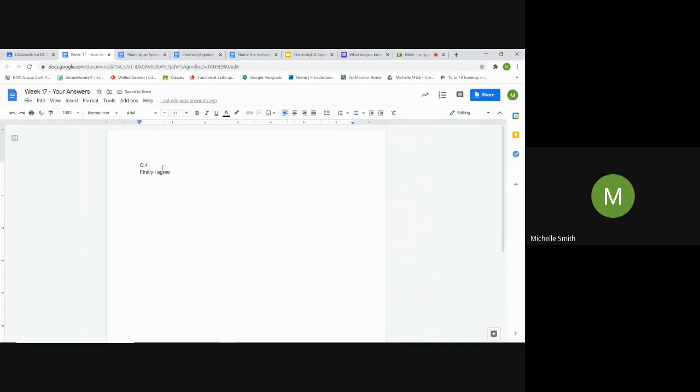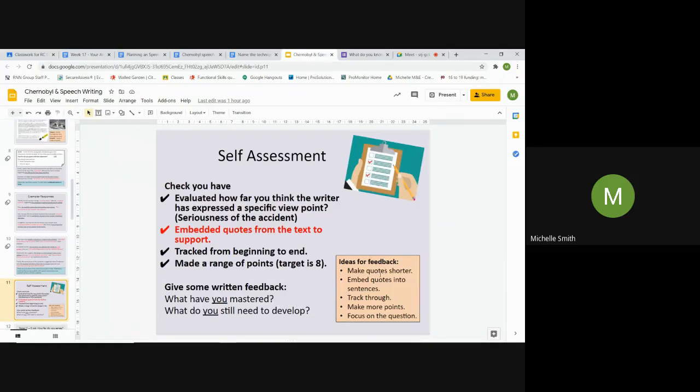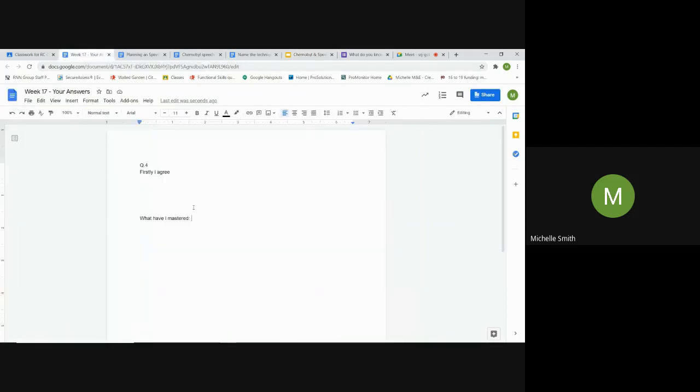And for the final bit, this self-assessment that we're talking about, when we say, what have I mastered? This is where I want you to actually write something down. Some people have done this brilliantly, and they've used this to help them. They've talked about making quotes shorter. They've talked about making more points. They've talked about tracking through the text a little bit better. Some people just haven't written anything at all. You need to reflect on your work, okay?